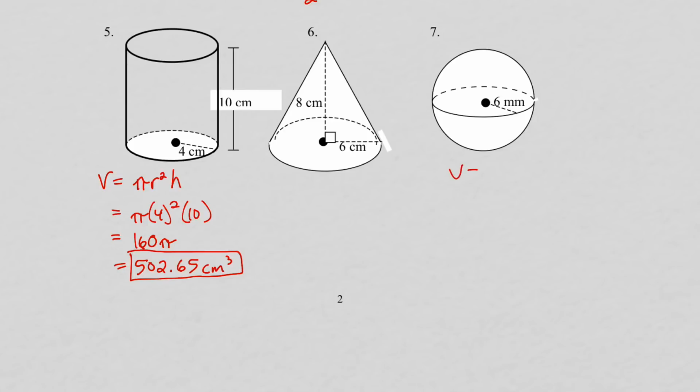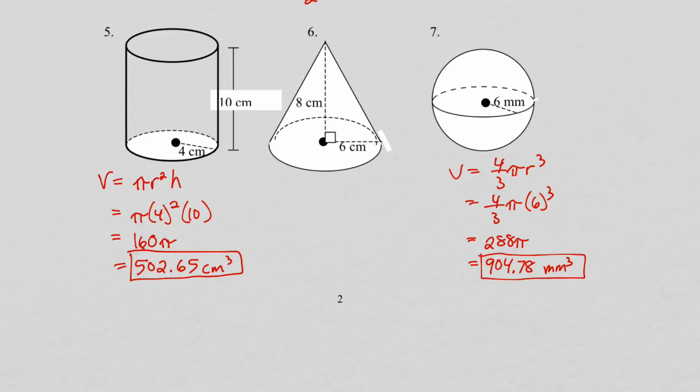Number 7 is a sphere, and we have 4/3 pi times radius to the third power. So we put that in our calculator. 6 to the third times 4 divided by 3, we're going to get 288 pi. That's the exact, and then the approximate after rounding is 904.78 millimeters cubed. Okay, so that's it for volume. We're not going to do surface area, and be ready to do the evens, or have your questions ready for the evens as well. All right, let's move on to the next page.